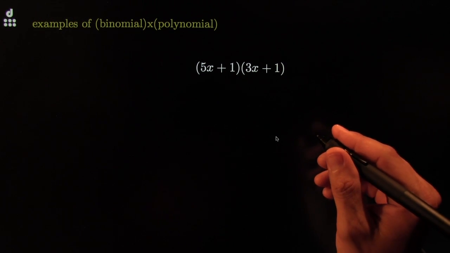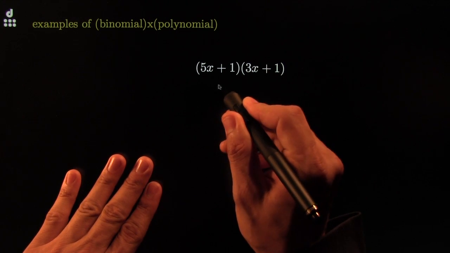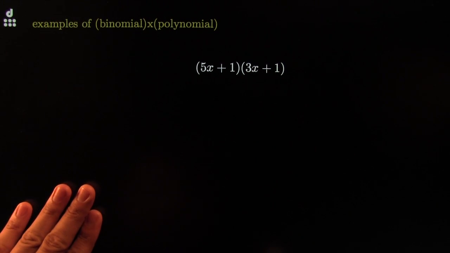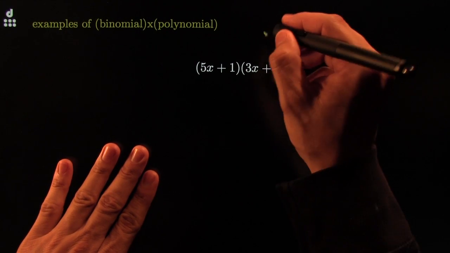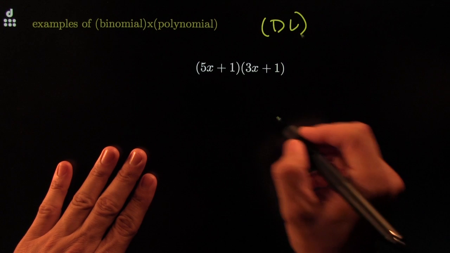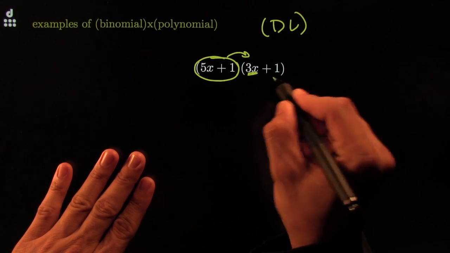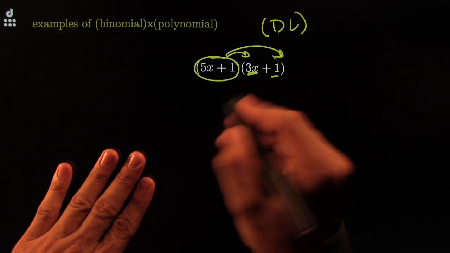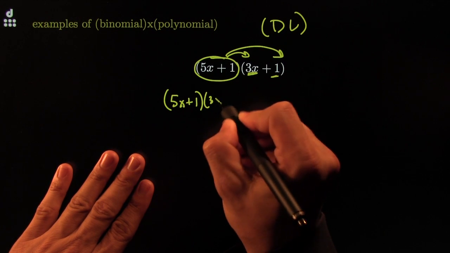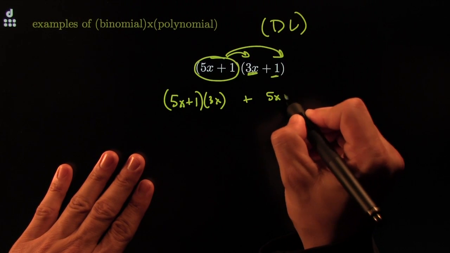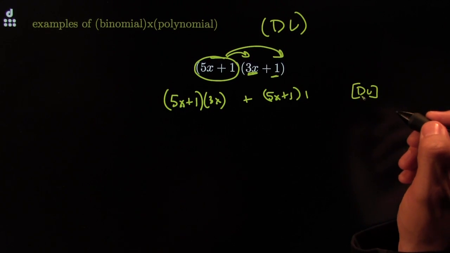Binomial times binomial. I want to do this 3 different ways, just for fun. The first way is the distributive law method. You could think about this as one item, and you would distribute it to 2 items here. You have two terms, so it would look like 5x plus 1 times 3x plus 5x plus 1 times 1. This is of course using the distributive law.